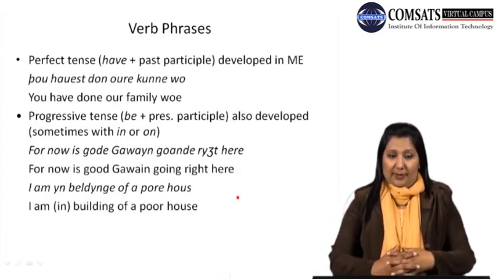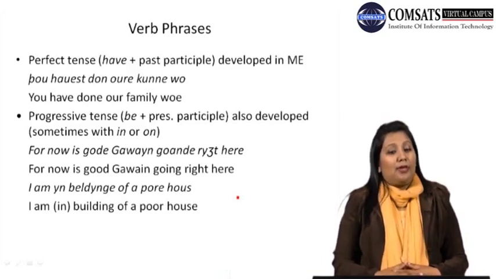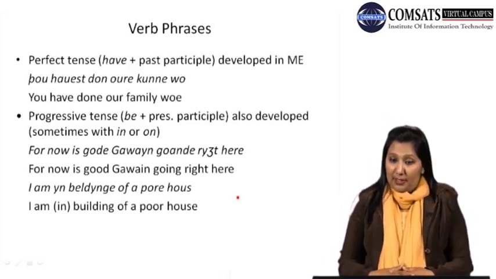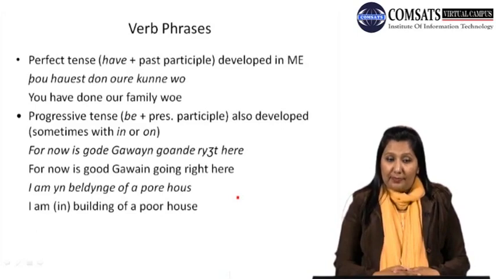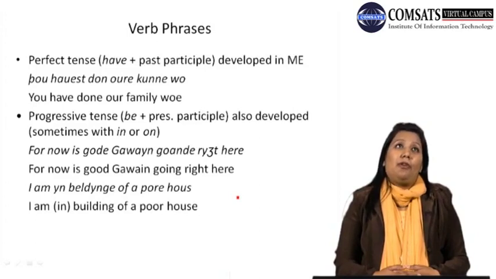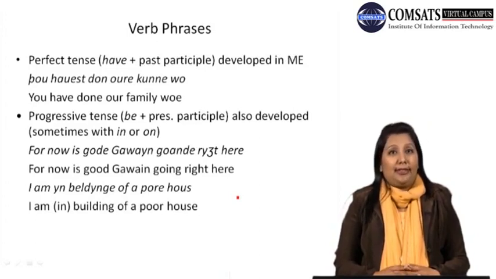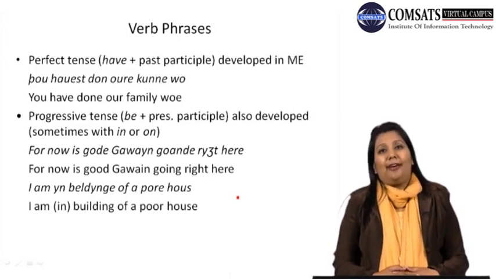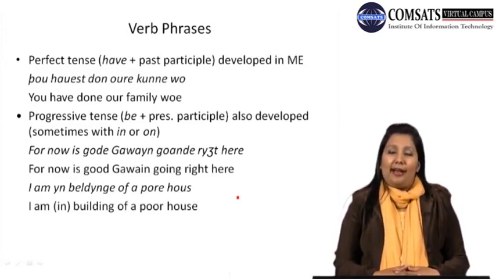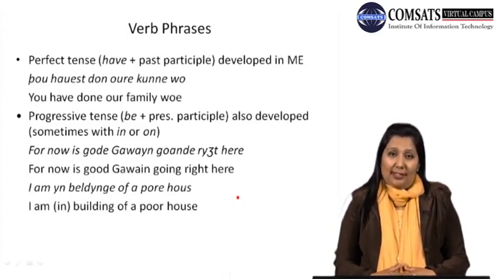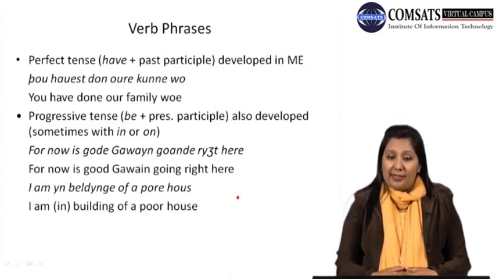Then some verb phrases. Perfect tense, for example, have plus past participle. They developed in Middle English. When we talk about the perfect tense, we say has, have, and had. These are the three things that come plus the third form of the verb. This is a stereotypical idea about the construction of perfect tense, and let's look at it.